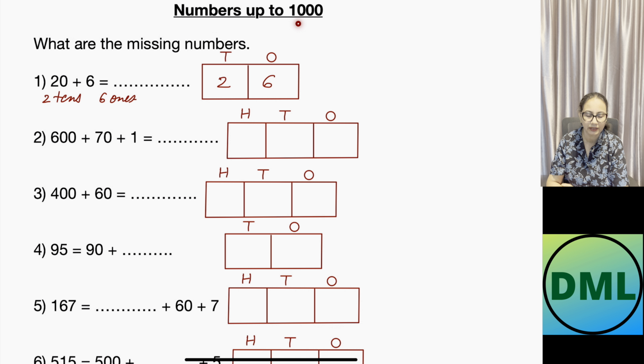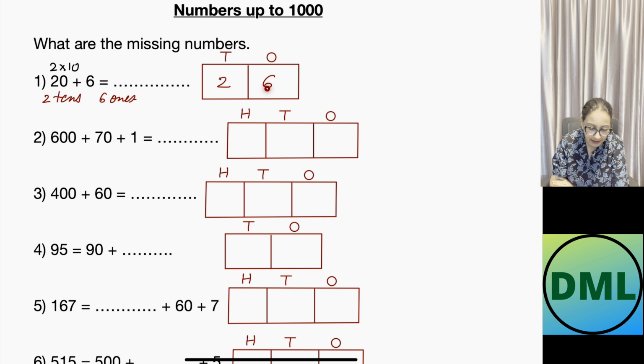Numbers up to 1000. What are the missing numbers? Let's find out the missing numbers here. We have been given 20 plus 6. How are we going to add this number? As you can see, this can be written as 6 ones. This is 20, which is basically 2 times 10. 20 will be written as 2 times 10. What is 10? 10 is the tens place. We can write 20 as 2 tens. Let's fill it in the boxes here.